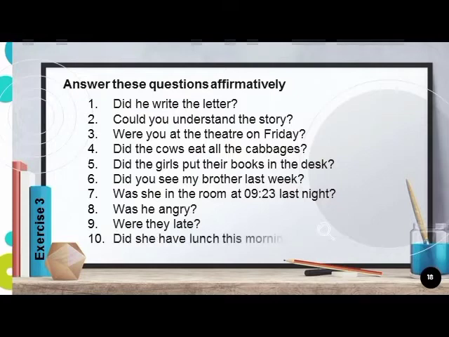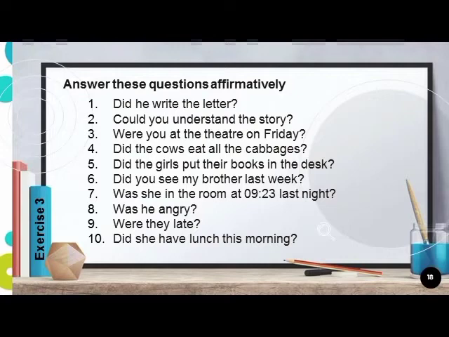The answers are 1. Did he write the letter? The answer: yes, he wrote the letter. Or, yes, he did. 2. Could you understand the story? The answer: yes, I could understand the story. Or, yes, I could.